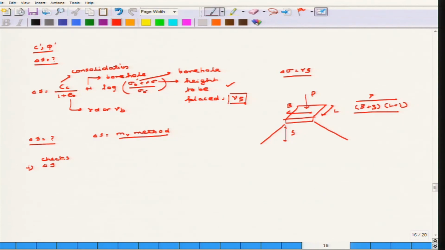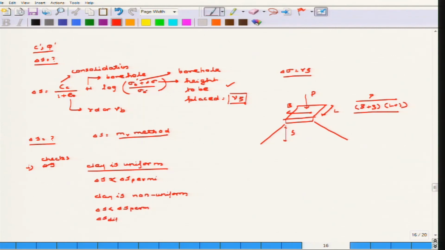The first check is under the clay layer. If the clay is uniform, then what you have to suggest is whether delta S is within S permissible or not. If the clay is non-uniform, then not only do you have to check whether delta S is within the permissible, but also whether delta S differential is less than delta S differential permissible or not.